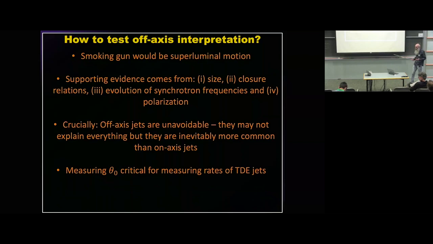And crucially, off-axis jets at some level should be there. So if there are jets, there surely are also off-axis jets. They cannot be avoided. And measuring the opening angle of these jets will be very important if we want to know what is the rate of TDE jets compared to TDEs in general.